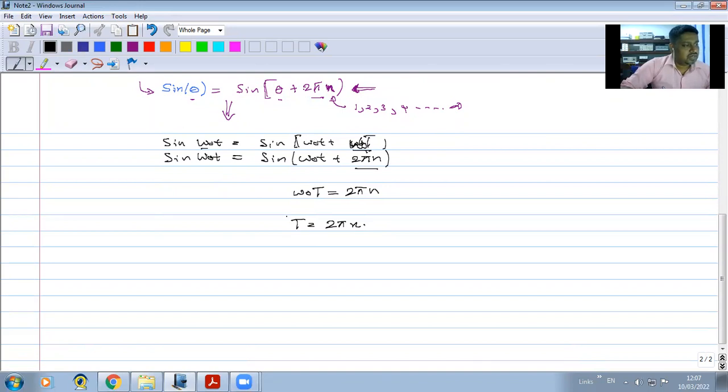Okay, but when you are calculating the period, you have to get the minimum value that repeats in the same sample. So what is the minimum value? The minimum value we get when n is equal to 1. So we get omega naught T is equal to 2 pi. So we can see that T is equal to 2 pi by omega naught. Okay, so it is proved.